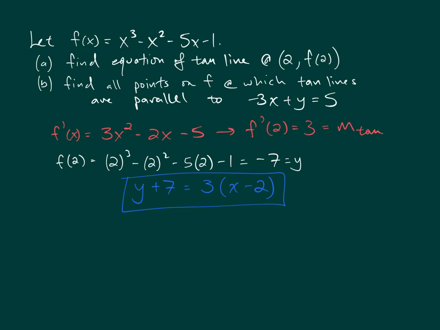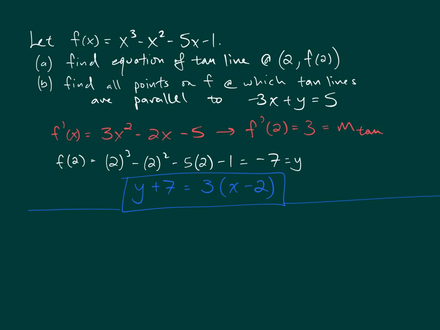For part B, it's asking to find all the points on this function. Points is a keyword here, so we're looking for ordered pairs, at which tangent lines are parallel to this line. So now we don't have this ability anymore where we can take an x value and substitute it into the derivative to get a slope. We don't know the x values. It's asking us to find the x values. When we're trying to find points, we need to find the x values.